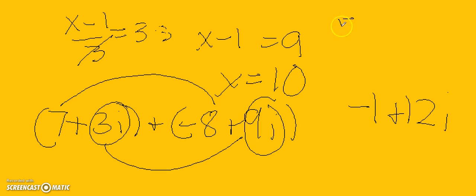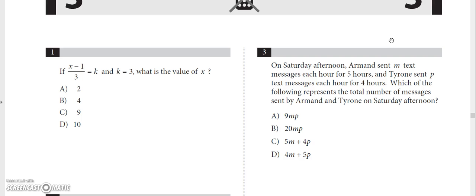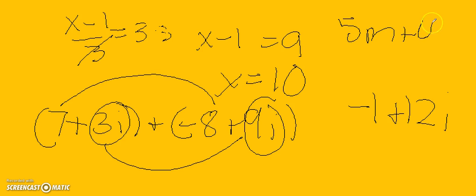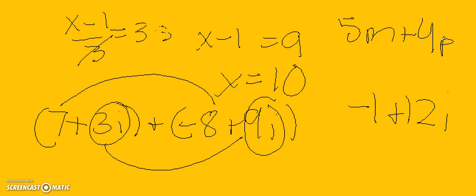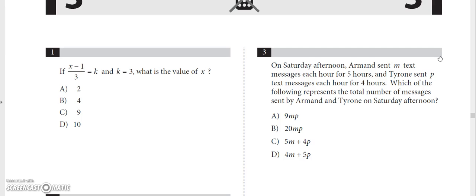So let's get some more room. Okay, let's do it right here. So we have 5M, right? And for Tyrone, he sends P text messages each hour for 4 hours. So how many hours does he do? He does it for 4. And then how many text messages does he send in each hour? He sends P messages. So that's going to be plus 4P. Again, because they're asking for Armand and Tyrone together, you're going to add them. So you have 5M plus 4P. And let's see if that's one of our answer choices. And it is. It's C.